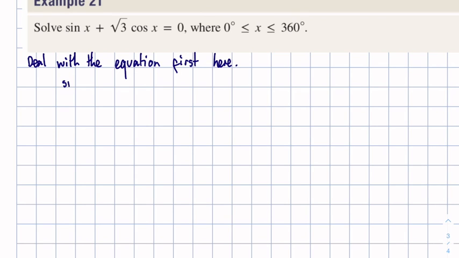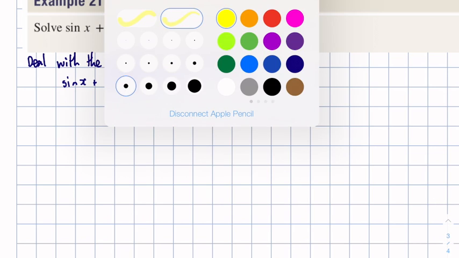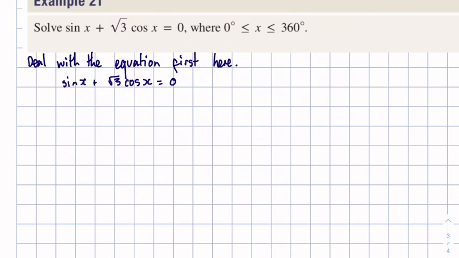So we've got sine x plus root 3 cos x equals 0. I think the easiest thing for me to do in this question is to get this root 3 over to the other side somehow. So I could do sine x equals negative root 3 cos x, like I'm subtracting the root 3 cos x. I've still got this root 3 here. I don't care that it's negative, that's fine.